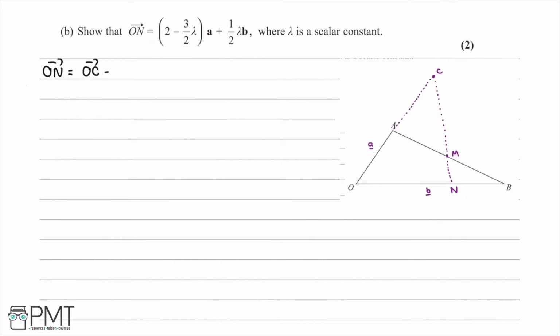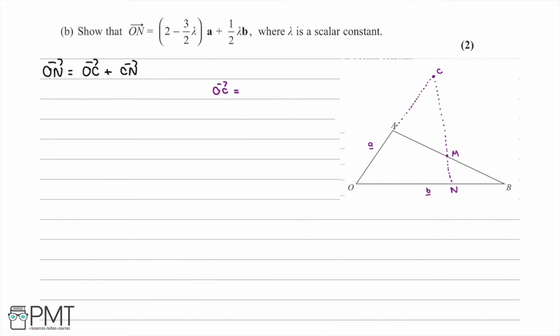OC plus CN. And now we have to break it down a little bit more and look to see what this really means. So we first want to express OC in terms of A. So we recall that OA is A, so therefore OC is going to be 2A, given the information we were given at the start of the question, such that OC is equal to 2OA.